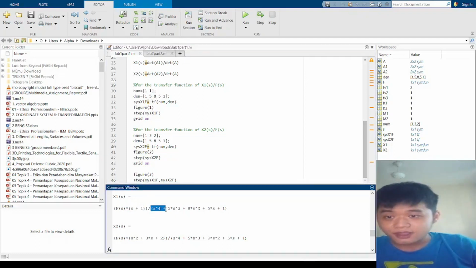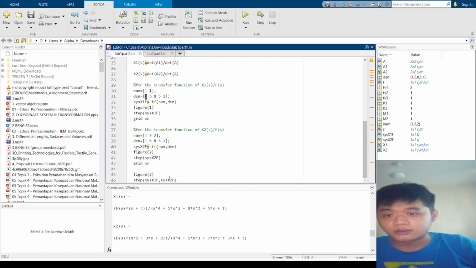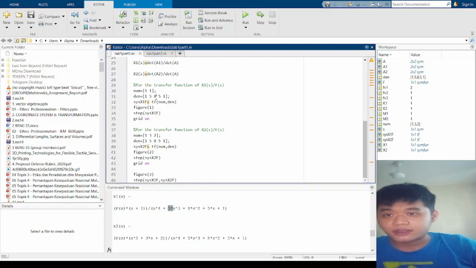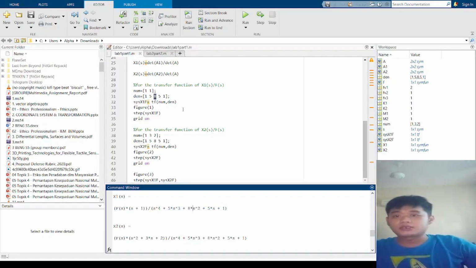denominator part. s to the power 4 has no value multiplying in front of it, because it's only 1, and this 5 here is actually this 5, and this 8 here is also actually this 8, and the same goes.